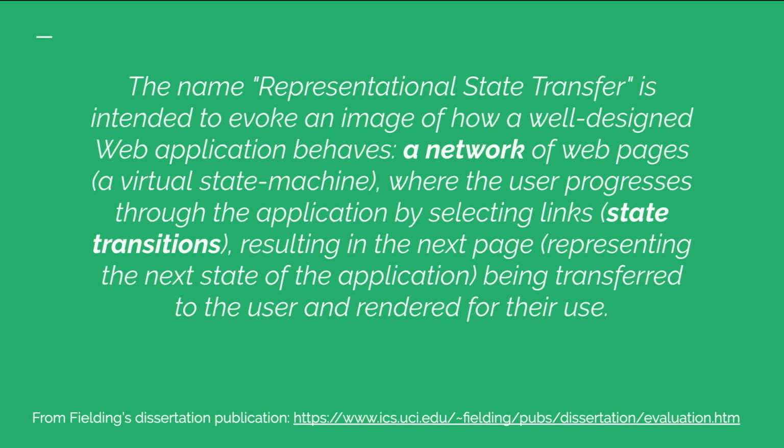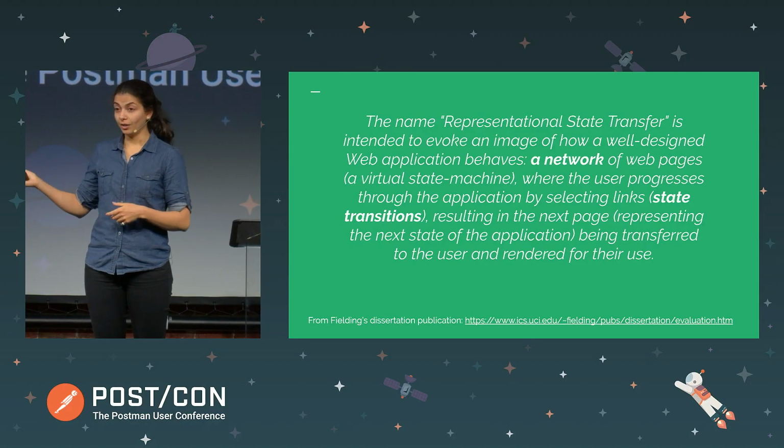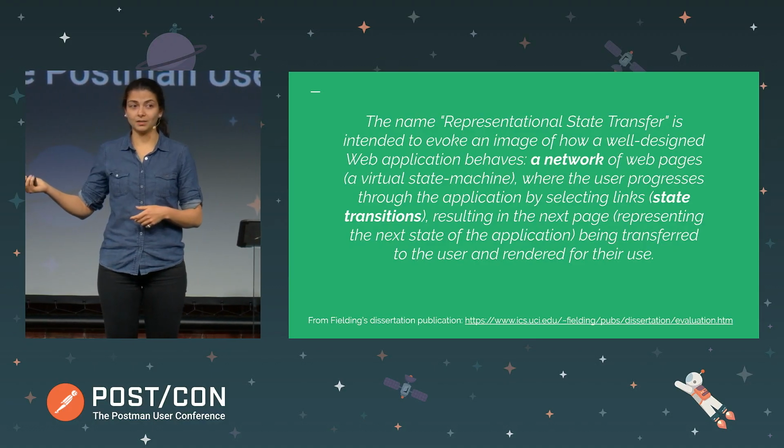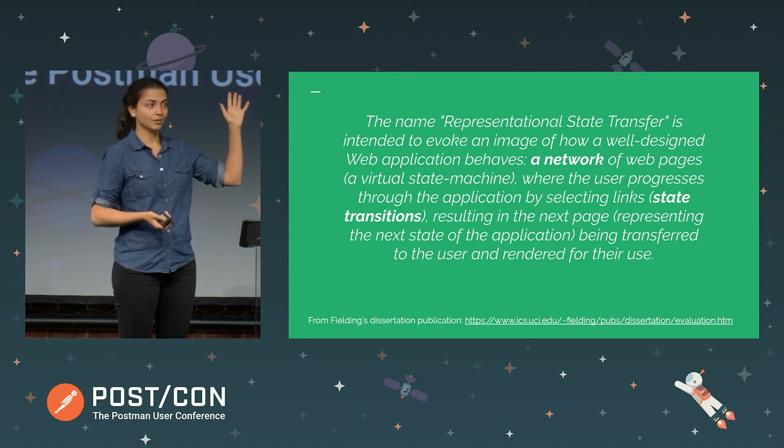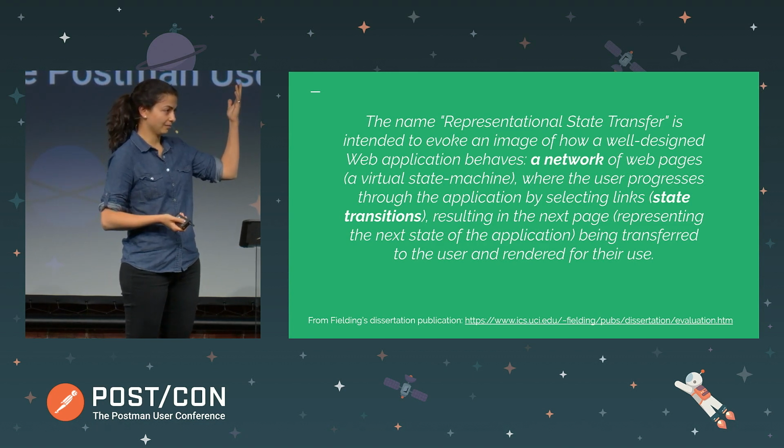It's a network of web pages, which compose a virtual state machine, where the user progresses through the application by selecting links, state transitions, resulting in the next page, representing the next state of the application, being transferred to the user and rendered for their use. Now, this is a very accurate and succinct sum up of what REST is, but how many of you found this possible to parse with ease?